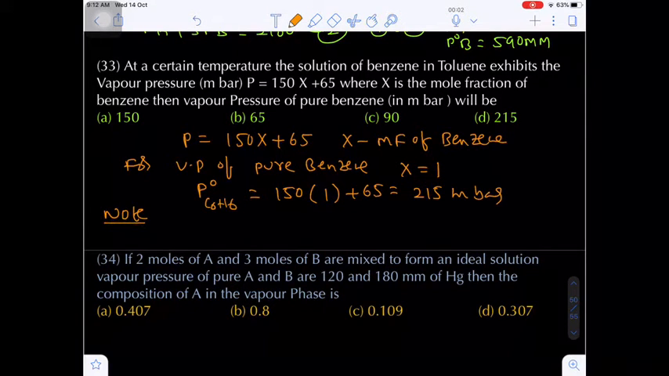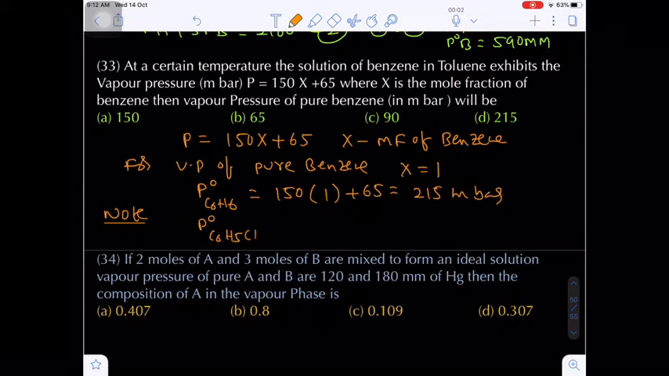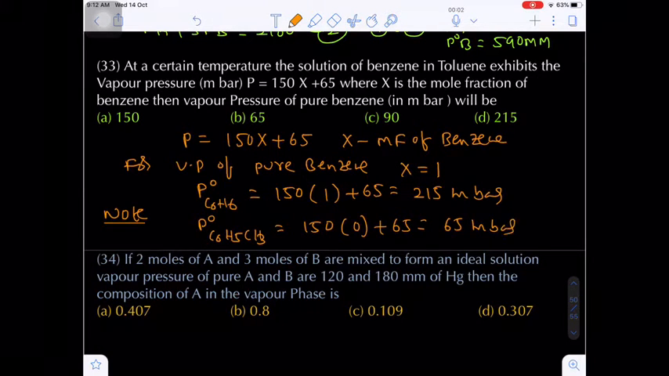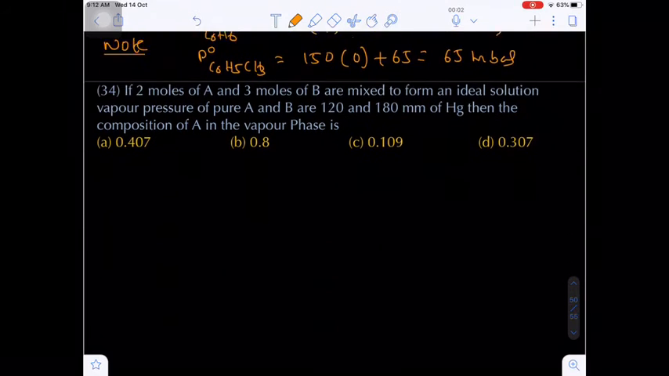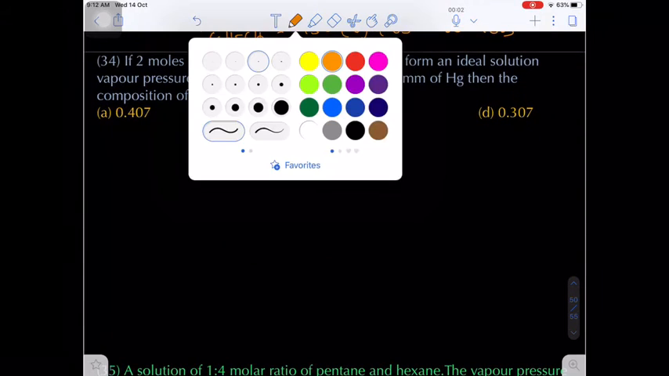Suppose in the question the vapor pressure of pure toluene is asked, then put the mole fraction of benzene equal to 0, because benzene is absent and only toluene is present. In that case you will get 65 millibar, that is the vapor pressure of pure toluene. Are you getting my point?